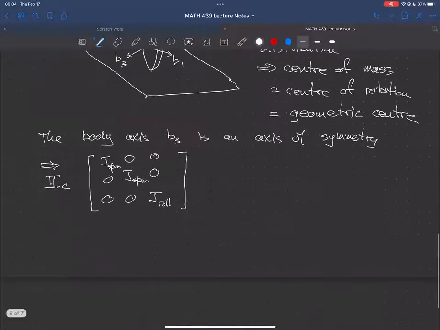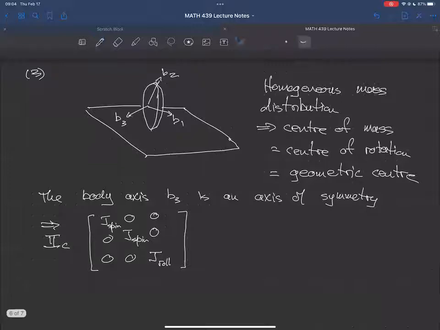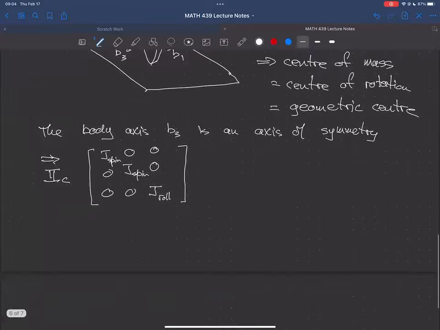So by simple assumptions, you can turn the inertia tensor for this example into something you can actually just write down. And if the body has a homogeneous mass distribution, you could do some integrals to figure out what the values of those numbers actually are in terms of the mass and the radius of the disk and the thickness of the disk. But let's not get into that. So that's the inertia tensor.